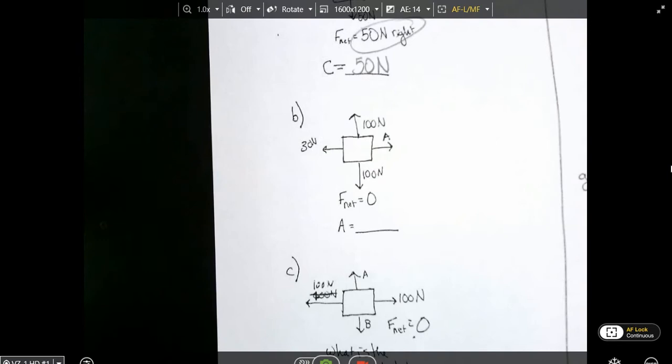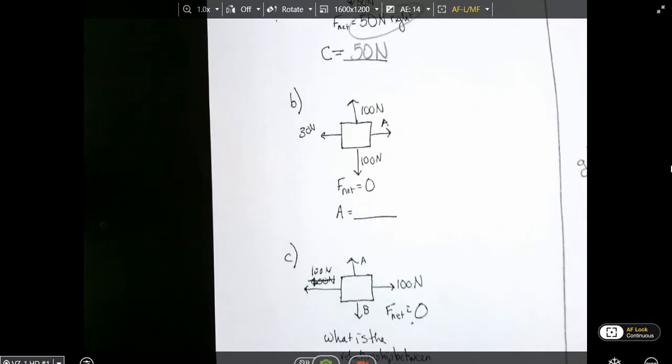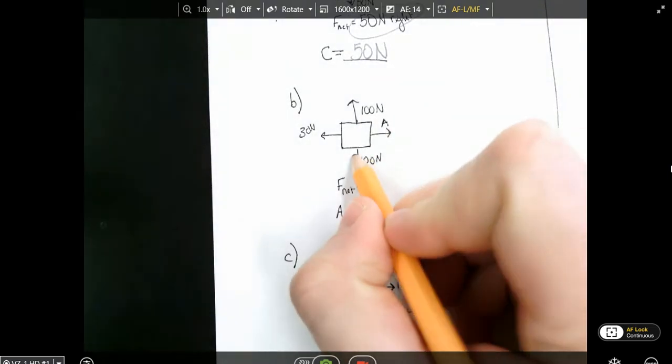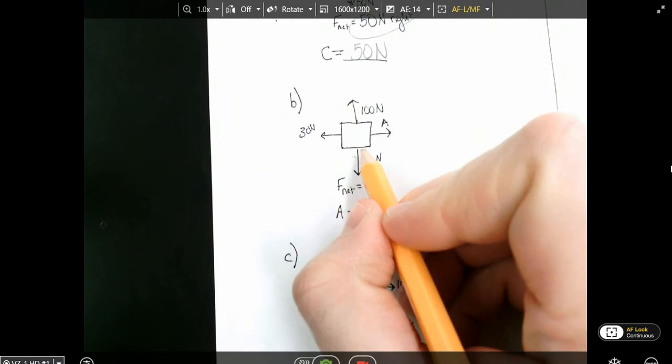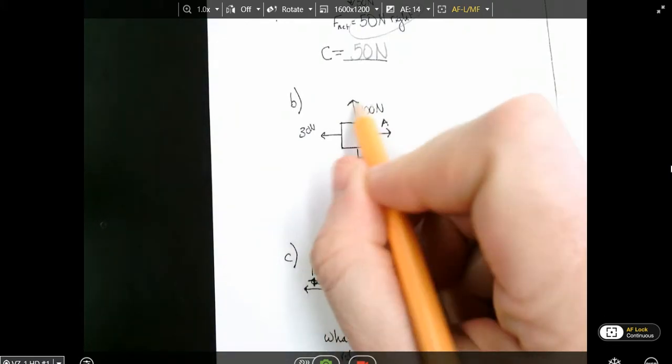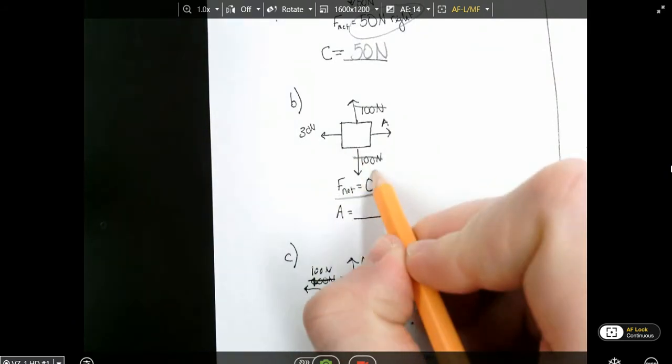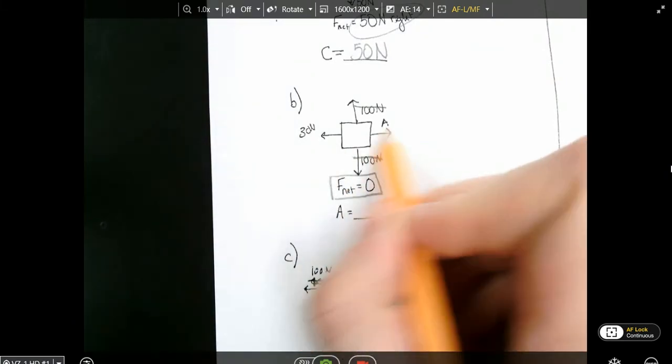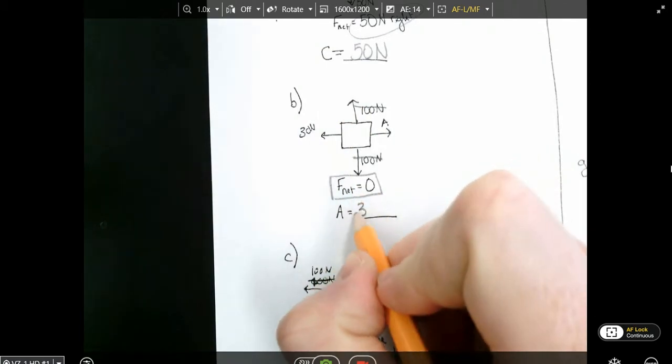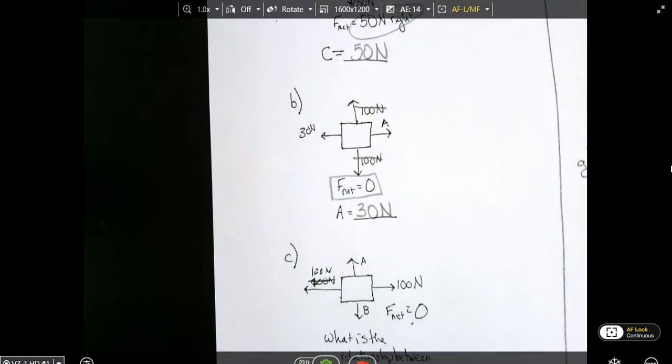So let's move down to look at B. The first step again is to cancel out anything that's equal and opposite. So those two 100s cancel out. The net force is 0, and so A is going to be equal to the one that's present.